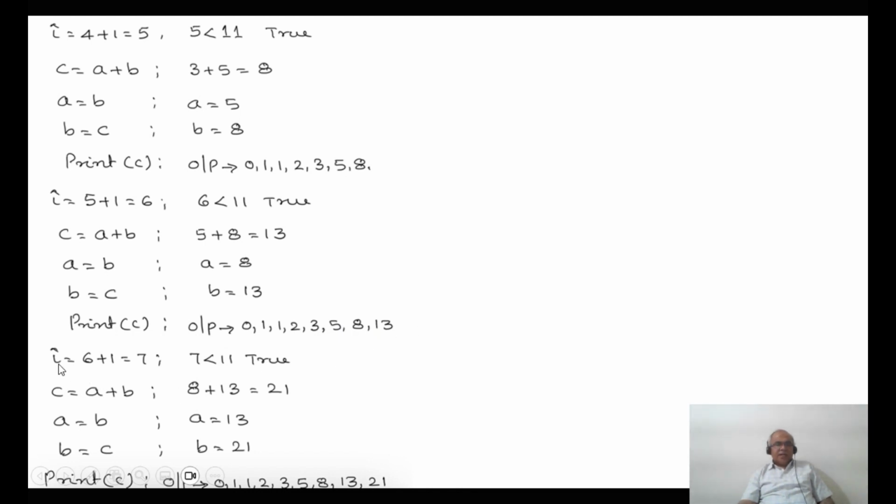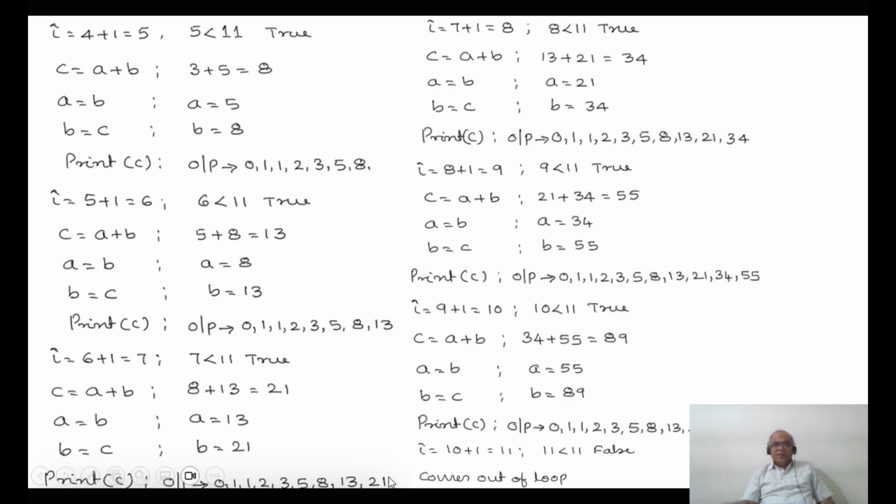Then again, I is equal to 6 plus 1, 7. Is 7 less than 11? Condition is true. C is equal to A plus B. What is the value of A? A is equal to 8. B is equal to 13. 21 you will get. A is equal to B. A becomes 13 now. B is equal to C, 21. So print C. So 0, 1, 1, 2, 3, 5, 8, 13 and 21.